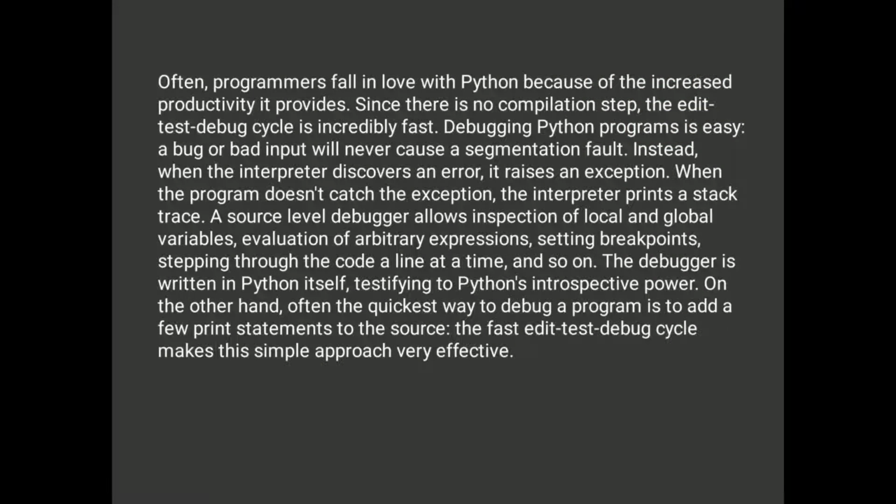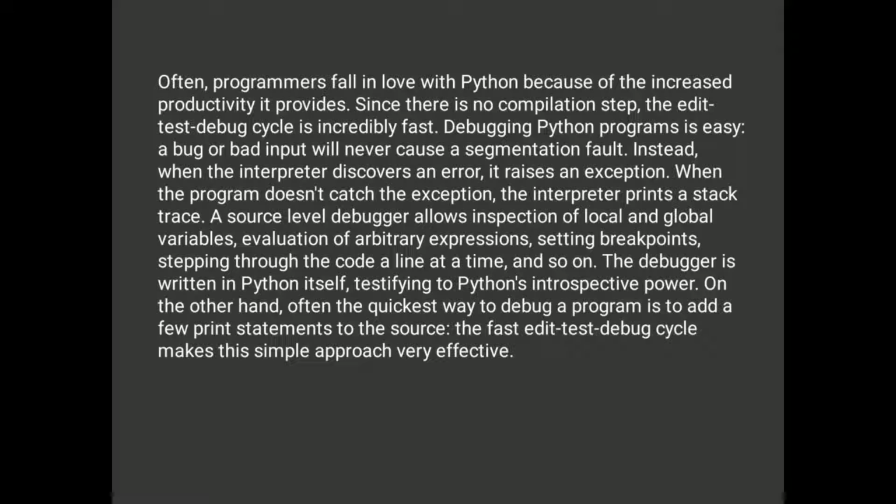Often, programmers fall in love with Python because of the increased productivity it provides. Since there is no compilation step, the edit-test-debug cycle is incredibly fast. Debugging Python program is easy. A bug or bad input will never cause a segmentation fault. Instead, when the interpreter discovers an error, it raises an exception. When the program doesn't catch the exception, the interpreter prints a stack trace. Stack trace prints all the calls prior to the function that raised an exception.